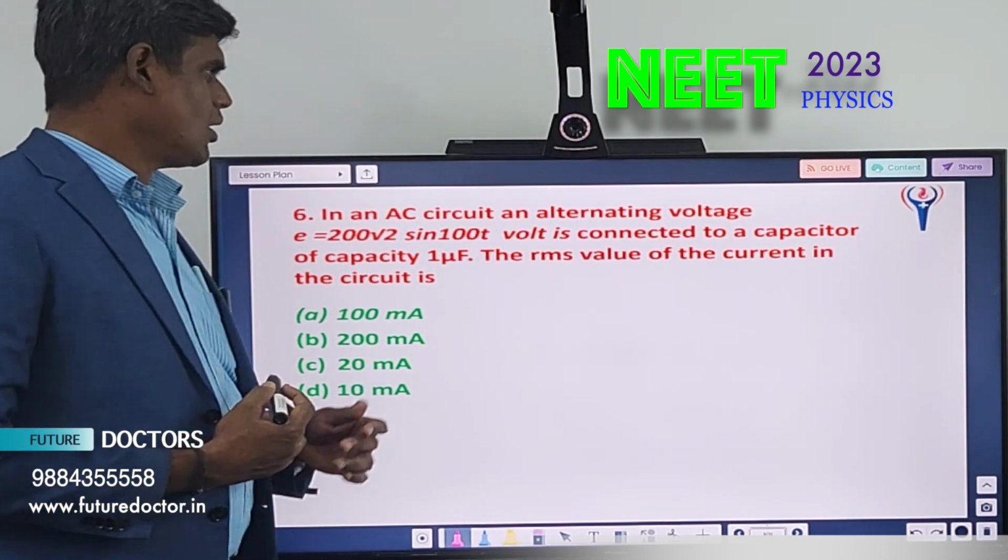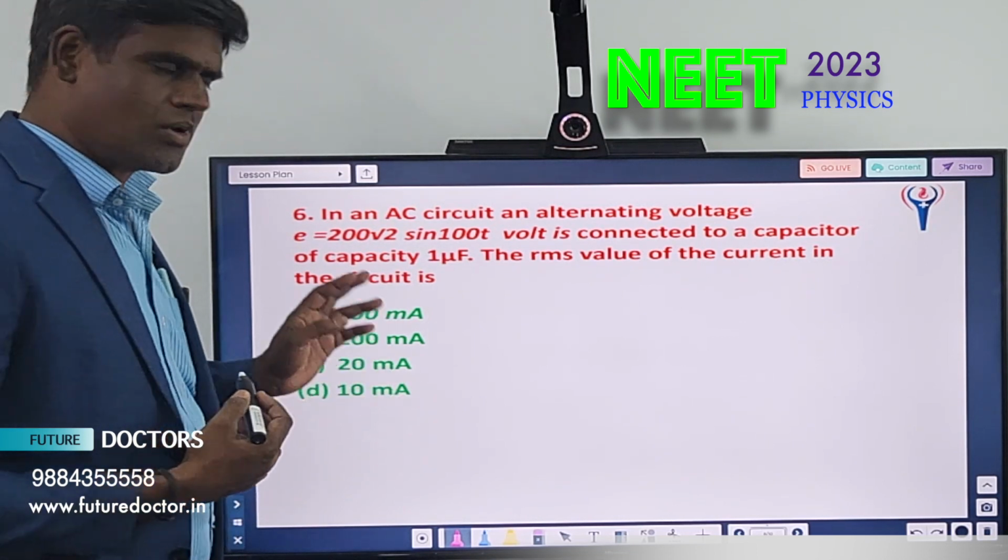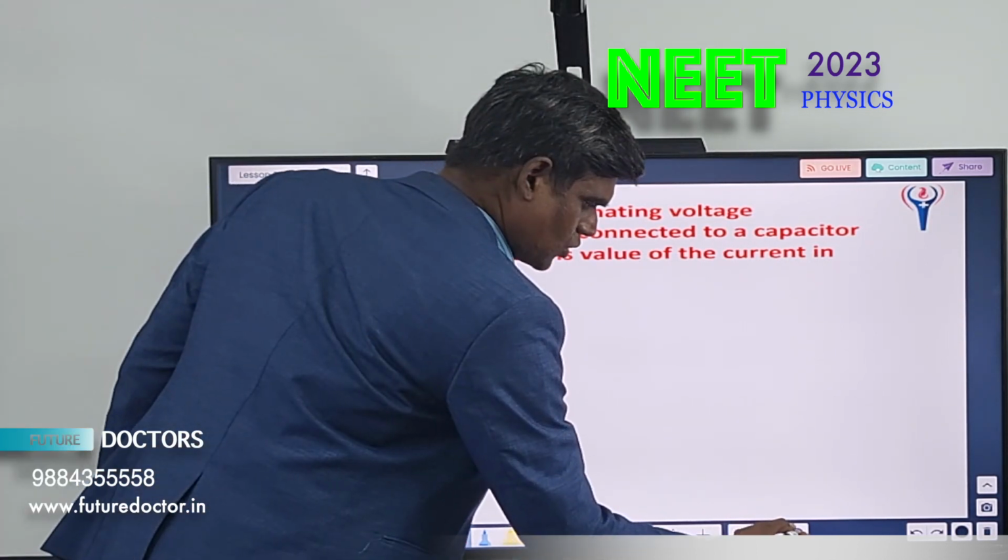You should know the relation between the RMS value of the current in terms of the capacitor and the EMF. By knowing the formula, you will solve this question. Let's move to question number 7.